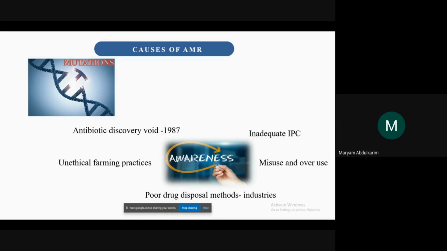And antibiotic discovery void. So I'm sure the speaker previously mentioned this. There hasn't been a new class of antimicrobial in a very long time. And I think also lack of awareness plays a role here. I had to put it here because I feel like a lot of people don't know this. And because they don't know this, they don't understand how serious the situation is.